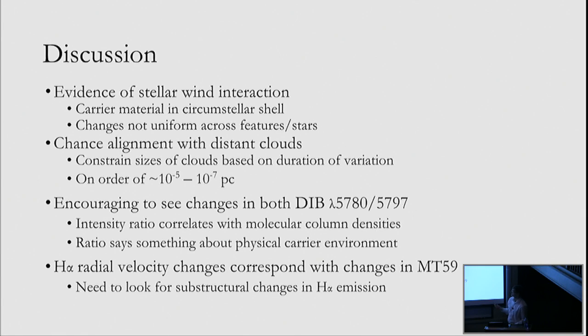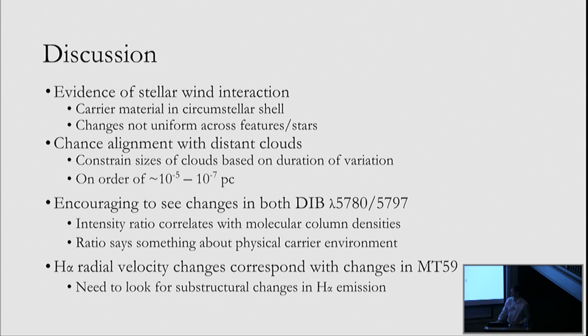The intensity ratio between the DIB at 5,780 and 5,797 angstroms correlates with molecular column densities. And so that means this ratio says something about the physical carrier environment. It's encouraging that we see changes in both of those. It could mean that the physical carrier environment is changing due to interactions with the star, the star erupting or something, winds.